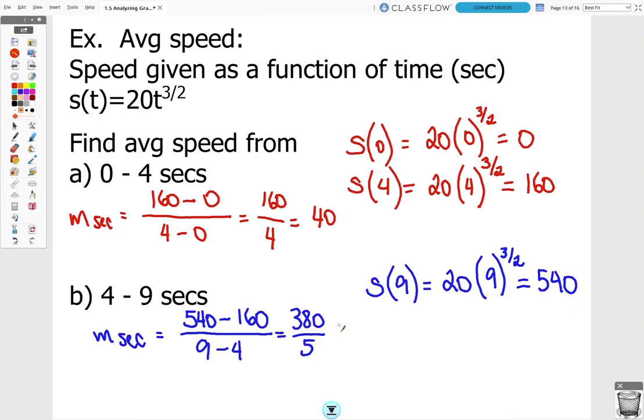So 380 divided by 5. An easy way to divide by 5 is to divide by 10. So 380 divided by 10 is 38. But because I divided by 5 and not 10, I just doubled the result. So 38 times 2, 76. So that's a math trick for dividing by 10 or by 5. You divide by 10 first and double the result. And especially with 380, that's easy. Just take the 0 right out.